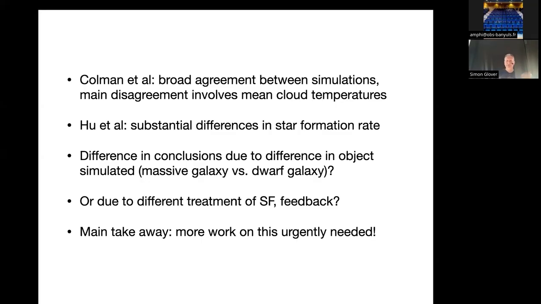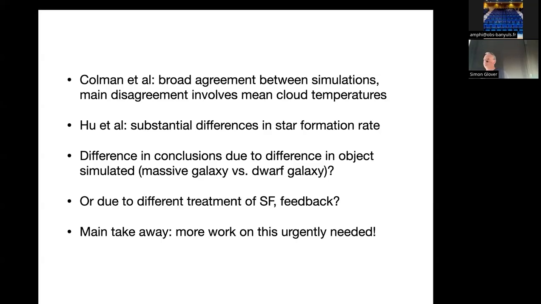Is this difference in conclusions due to the difference in objects simulated? The Coleman et al. were basically looking at an environment representative of massive galaxies like the Milky Way. Hu et al. were looking at a dwarf galaxy, which has a much shallower potential well, is much more susceptible to feedback. Or is it due to differences in how star formation and feedback were treated? I think the main point to take away is we need people to do a lot more work on this. We need to understand to what extent different models actually do agree when they're trying to simulate the same things.